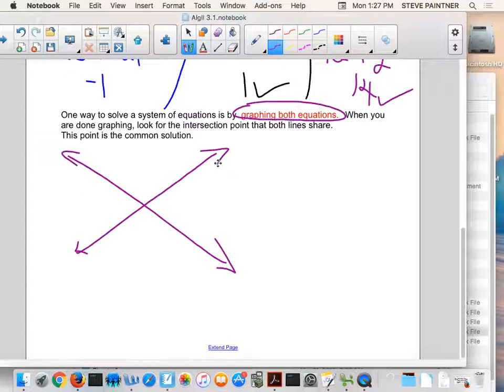Today when you do your assignment, you'll graph, and you'll look for points that they share. Now, is this the point that we're going to call the common solution? No, this is a solution, but it's only a solution to how many of the equations? One. Just one equation. It only works for one. This point works for what? One. This point works for what? None. This point is the common solution that we're looking for.